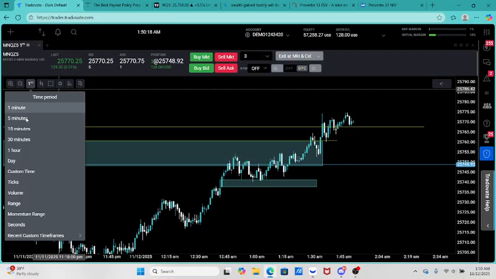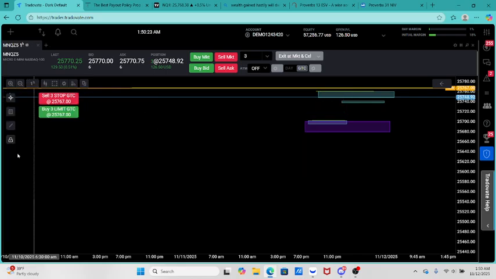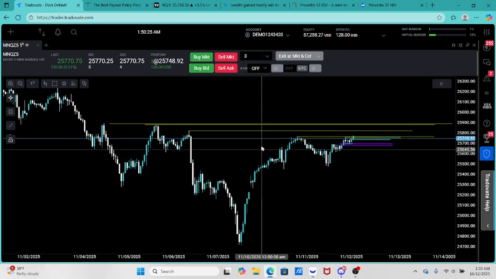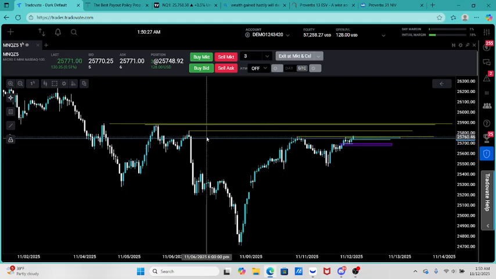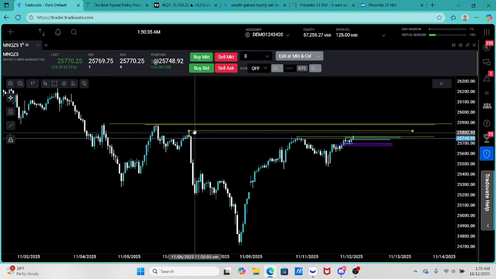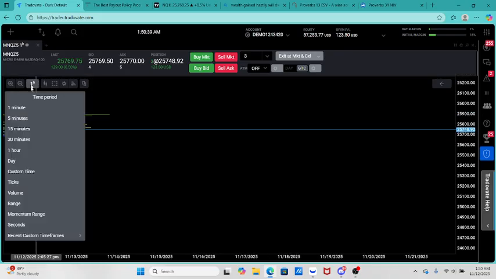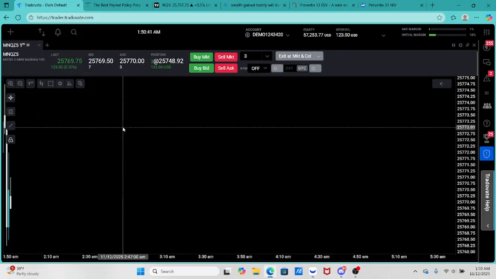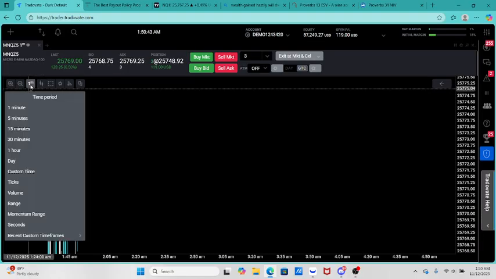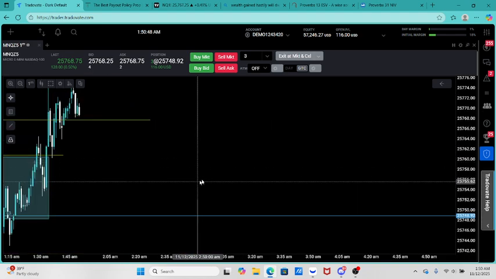The next time that we should be looking and anticipating the market to come down is this high, or even the midpoint. Consequent encroachment. Mark out that middle point right there. But yeah, we're chilling right now.